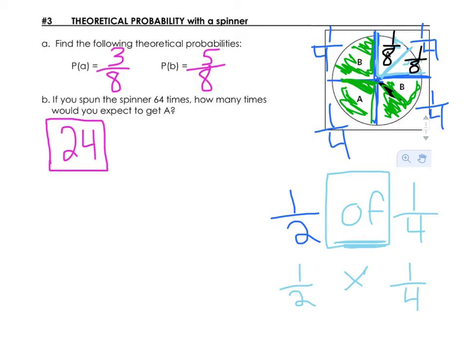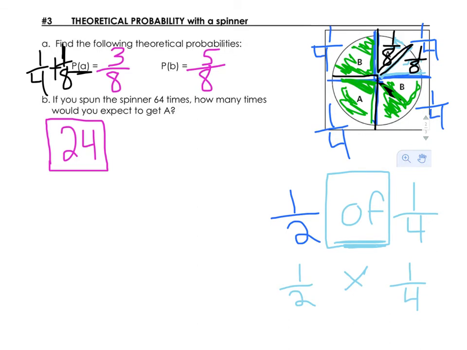So now I'm going to go back and look for the probability of letter A. Well, this section right here is 1/4. And I'm going to add it to this little other piece here, which we said is 1/8. So I need to add 1/4 plus 1/8. To do that, I must find common denominators. 1/4, we're going to change into 2/8. 2/8 plus 1/8 gets us 3/8.